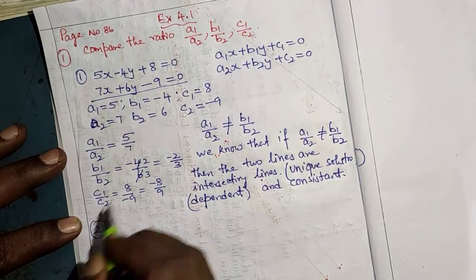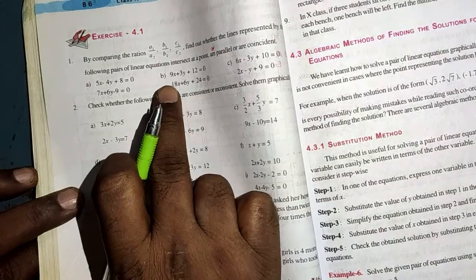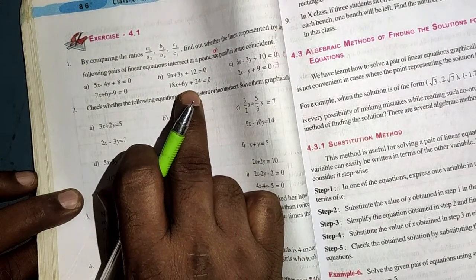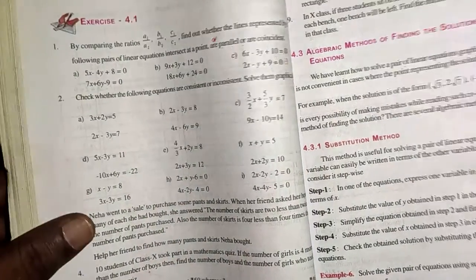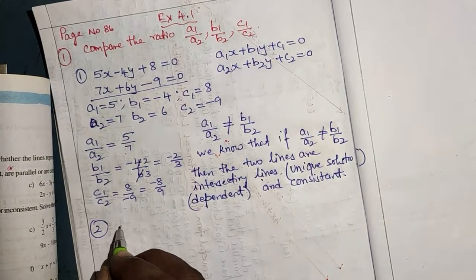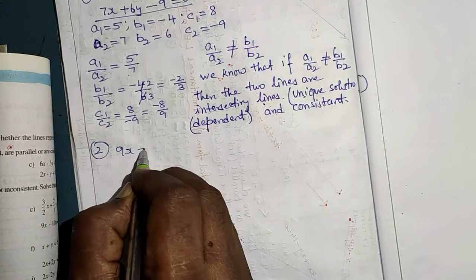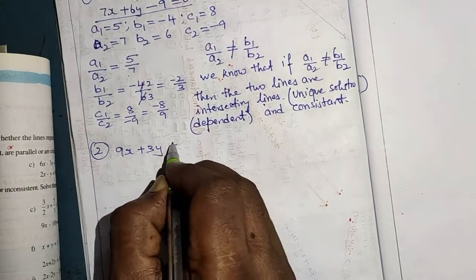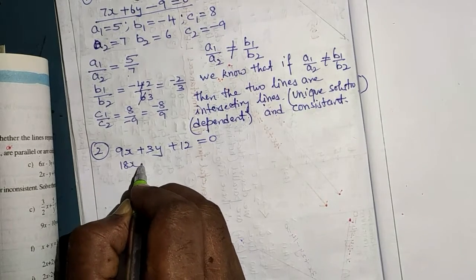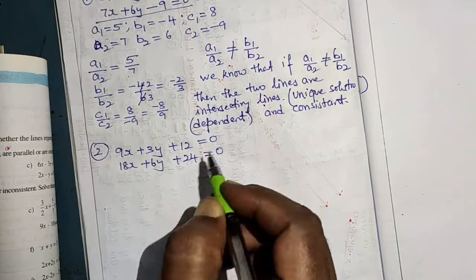Now you see the second example in the textbook. What is the second question in the textbook here? It is 9x plus 3y plus 12 is equal to 0. 18x plus 6y plus 24 is equal to 0. Now I will write the second equation here. 9x plus 3y plus 12 is equal to 0. 18x plus 6y plus 24 is equal to 0.